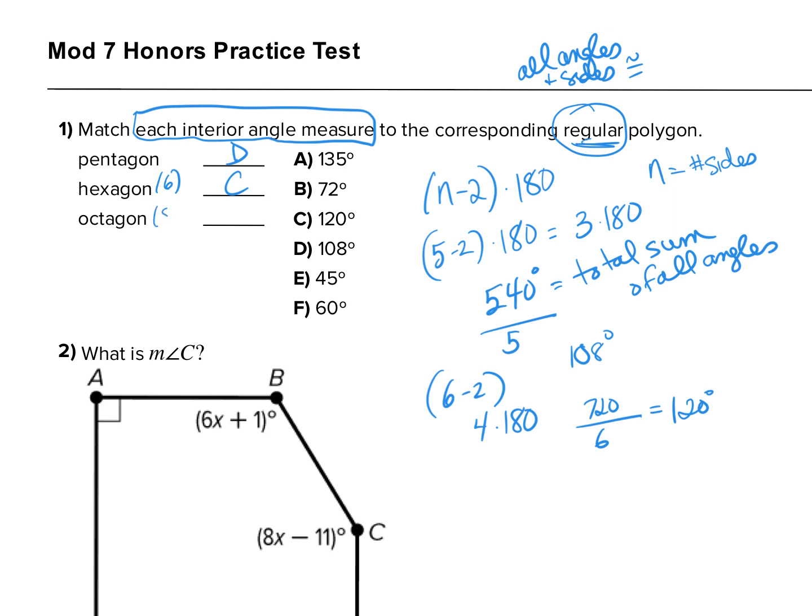The octagon has 8 sides. So 8 minus 2 is 6, and 6 times 180 gives me a total number of degrees for my octagon of 1080. Then divide that by the total number of sides, which is 8. Each individual angle of a regular octagon would be 135 degrees. So that makes it A.